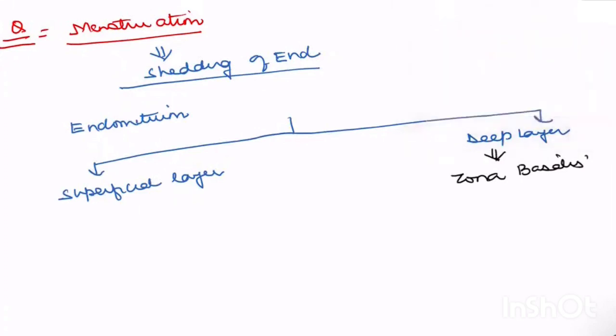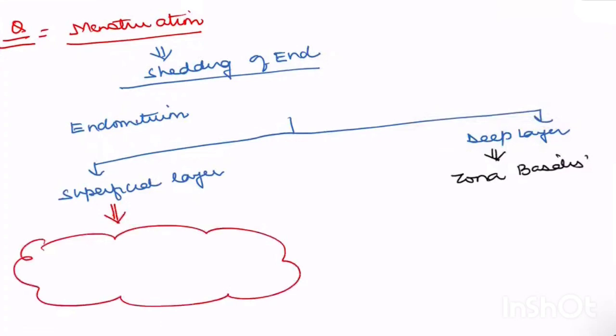So when menstruation occurs, it is the superficial layer which is shed. The superficial layer is shed during menstruation.